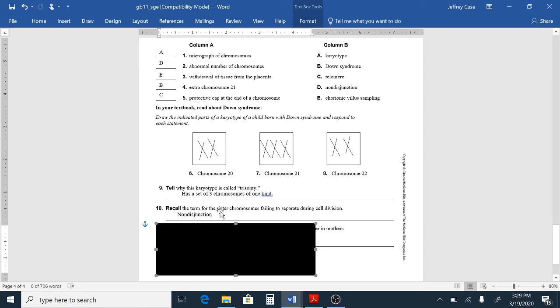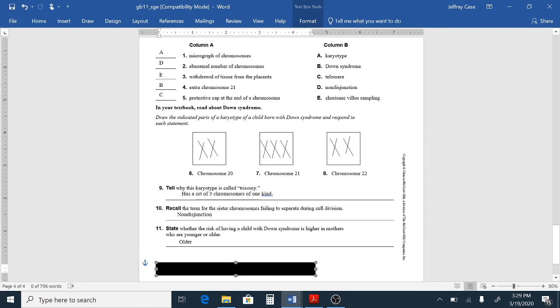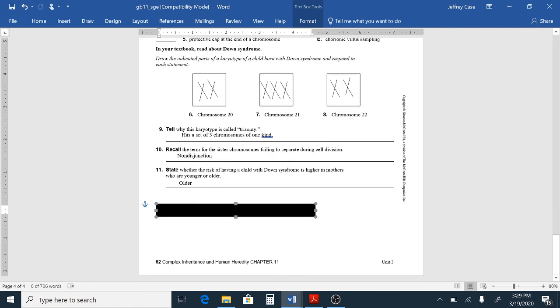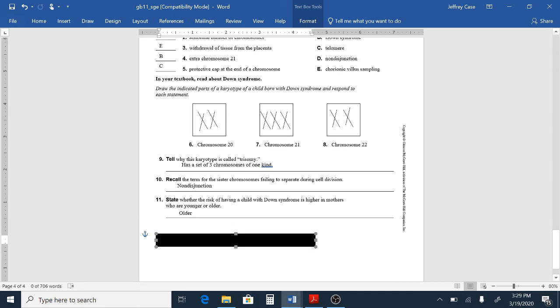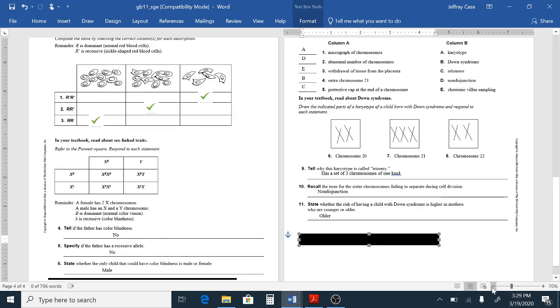Recall the term for the sister chromosomes failing to separate during cell division. That's called non-disjunction. And lastly, state whether the risk of having a child with Down syndrome is higher in mothers who are younger or older. The answer to that is there's a higher risk, greater risk in mothers who are older. All right, so that's it for the Chapter 11 study guide.